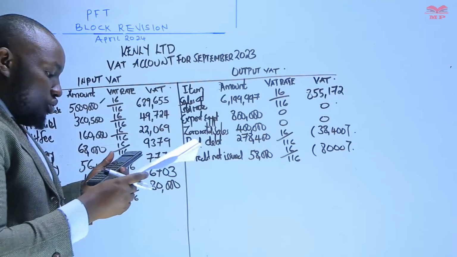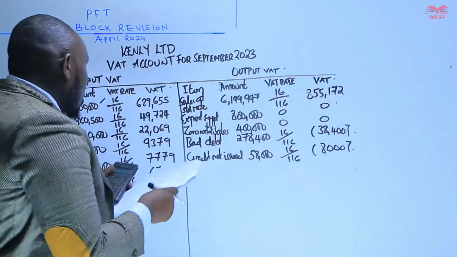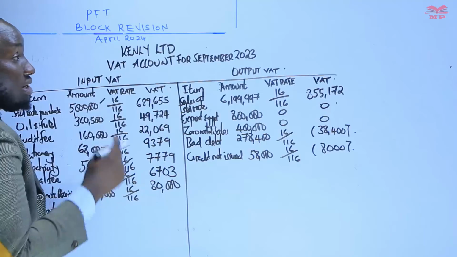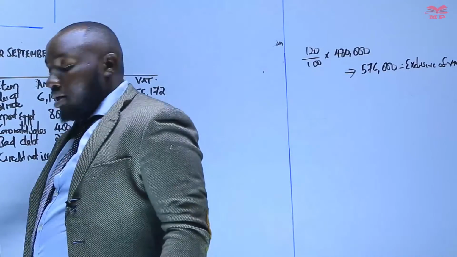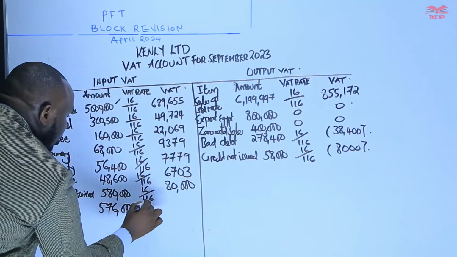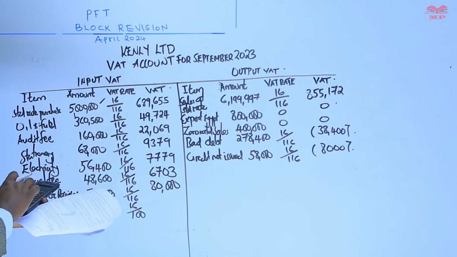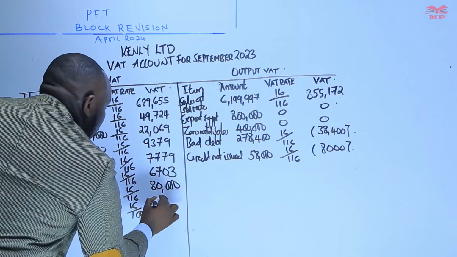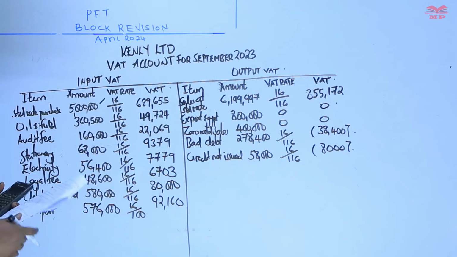Then we have the next, we are being told that was import. We have an import which was omitted. The working basically is 576. That is import plus import duty. But remember, imports are normally exclusive. So we use 16 over 100. So we have 576 times 16 over 100. So that should be 92,160. So we have our VAT account.